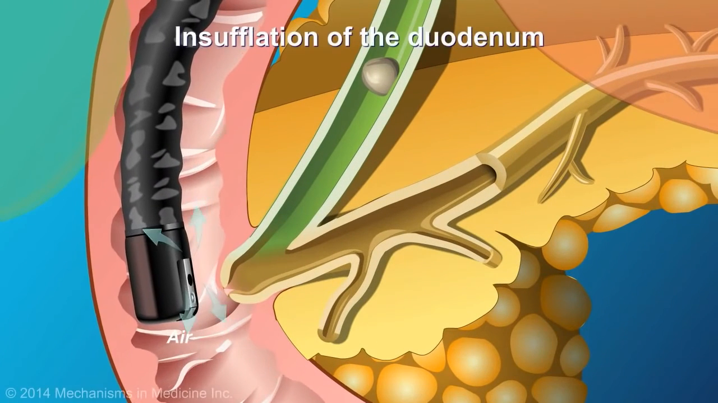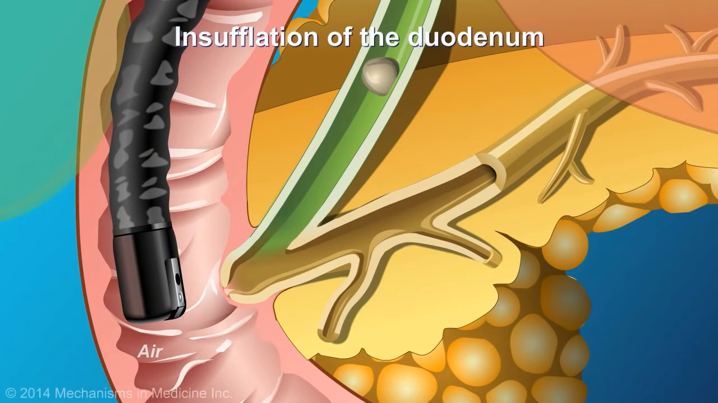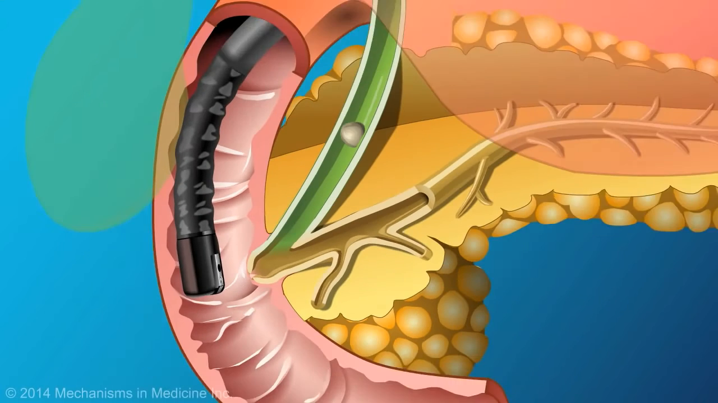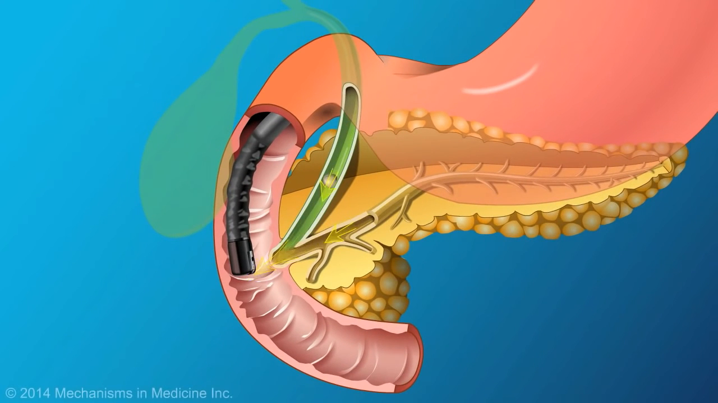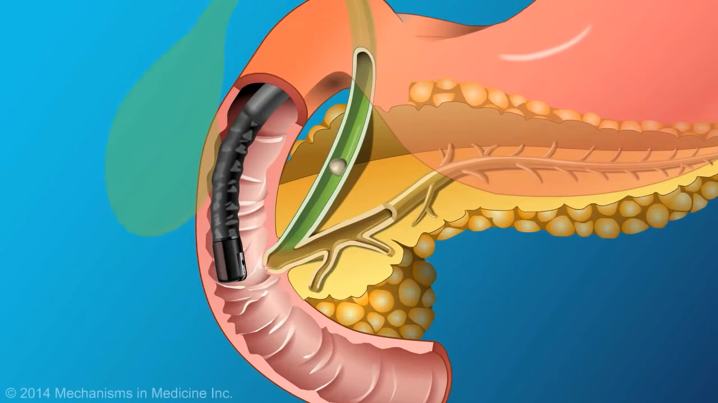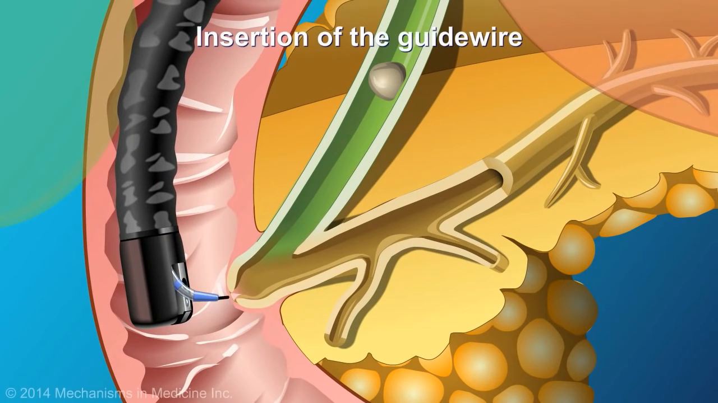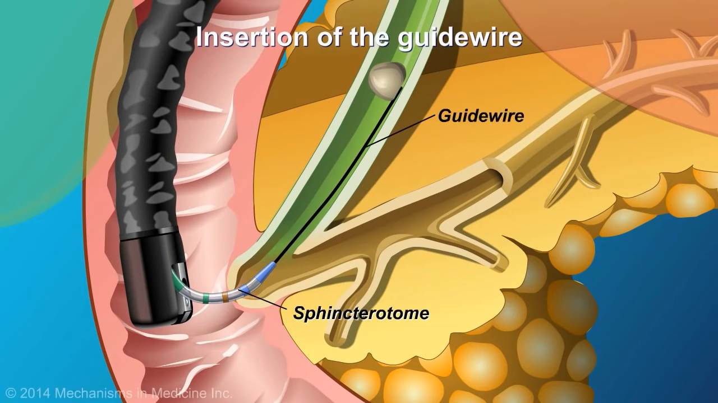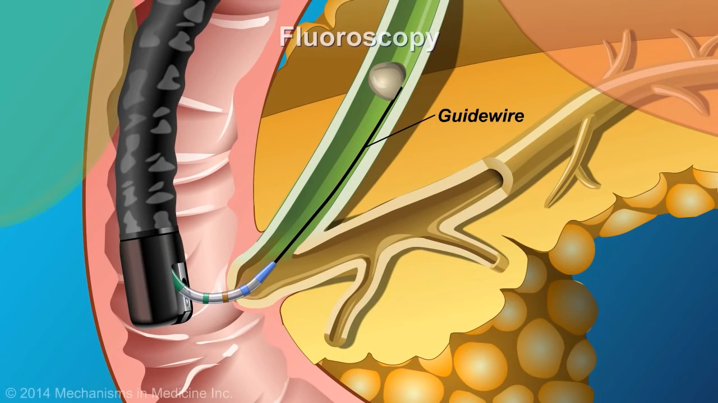Air is insufflated to distend the duodenum and allow visualization. Once the scope is in the duodenum, the major papilla is located. It is important to note that secretions from both the pancreas and the bile duct jointly drain into the duodenum through the major papilla. A guide wire and a catheter are inserted through the opening of the papilla to gain access to the pancreatic or bile duct, depending on where the disease lies.